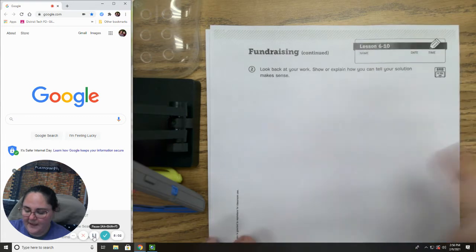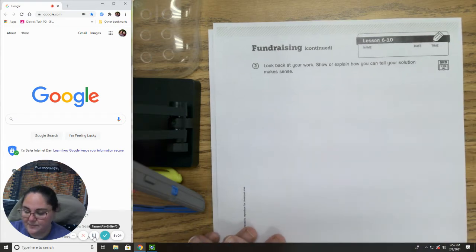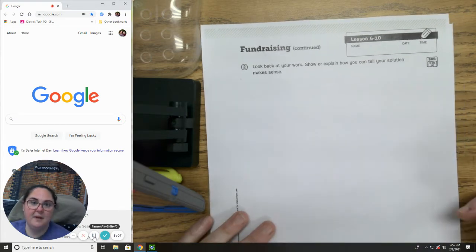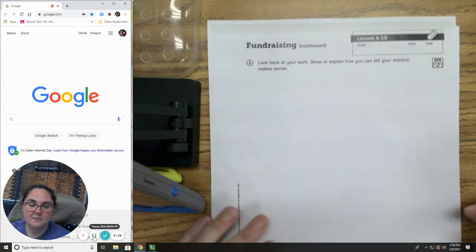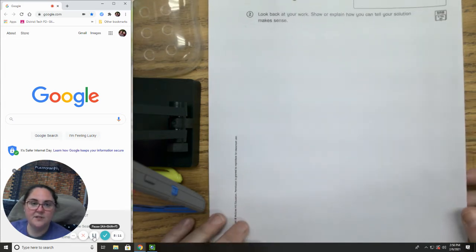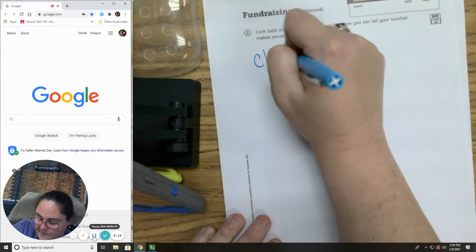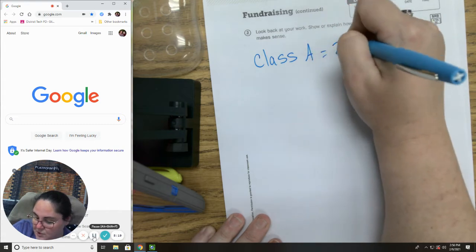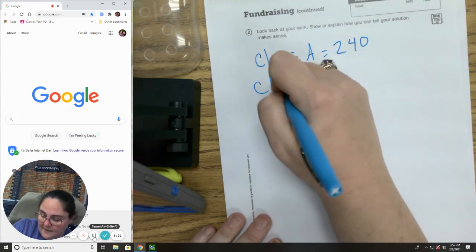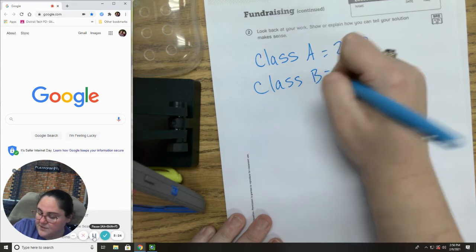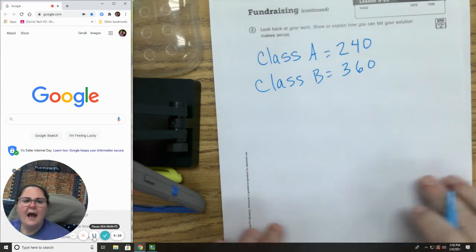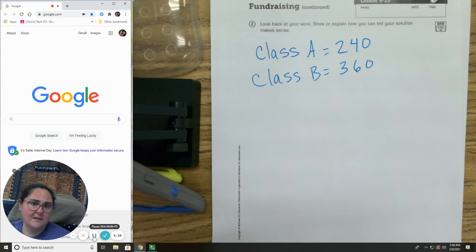Now, it says, look back at your work. Show or explain how you can tell your solution makes sense. How can we tell that our solution makes sense? So we said Class A equals 240. Class B equals 360. How can I check to see if this is right? What is something I can do to see if my answer makes sense? See if you can come up with a solution and type it in the box.